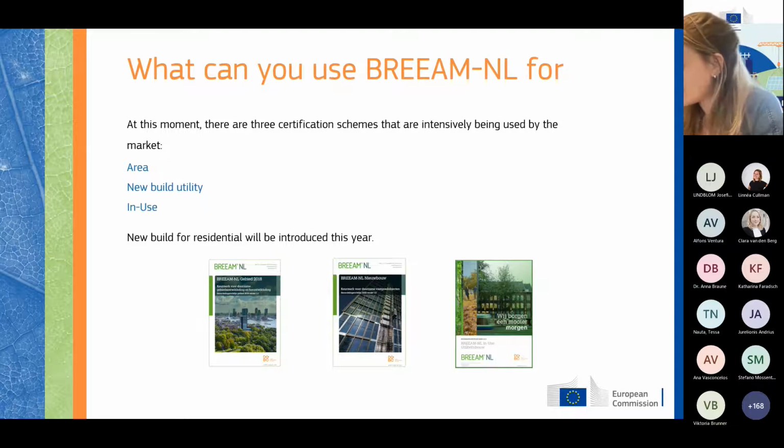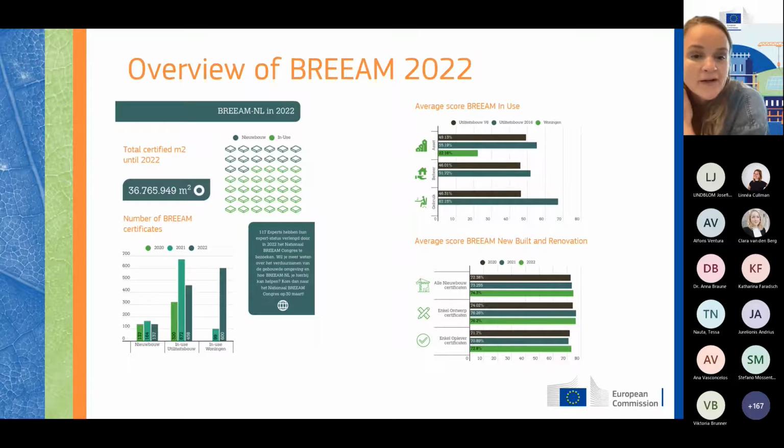We started in 2009 with BREEAM NL in the Netherlands, so that's 14 years. We've learned a lot, but we have also certified a lot. If you go to the next slide, you can see an overview of total certified square meters. We have 36 million square meters in the Netherlands certified at the moment.